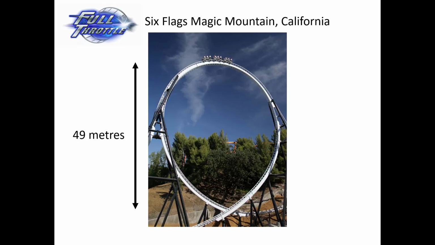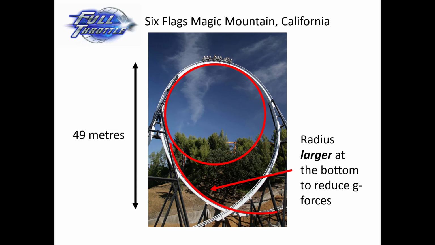This is why real roller coasters actually look like this. They're not circular. This was the tallest vertical loop roller coaster in the world when it was built, at 49 meters from top to bottom, and you can see quite clearly that this isn't a circle. The radius at the top of the loop is smaller than the radius at the bottom of the loop. This is because you want to maximize the g-forces at the top for a reasonable speed, ensuring that the roller coaster doesn't fall off the track. But you want to open out the radius at the bottom to reduce the g-forces on the passengers.